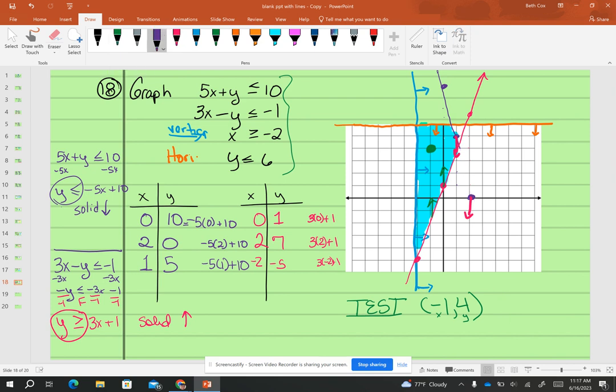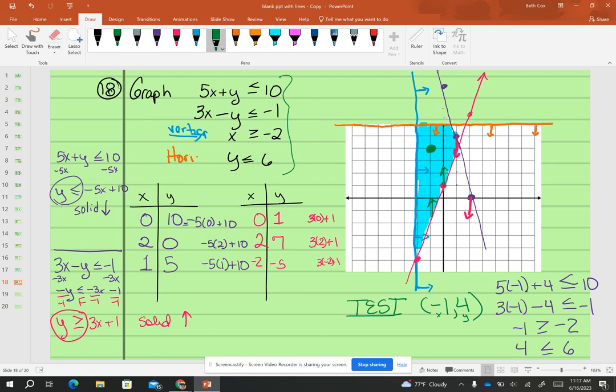Okay? I didn't mean to erase that whole line, just a piece of it. There we go. Okay, so if I'm going to do that, I'm going to plug in 5 times negative 1 plus 4. Is that in fact greater than or equal to 10? 3 times negative 1 minus 4. Is that in fact greater than or equal to negative 1? Negative 1 greater than or equal to negative 2. And 4 less than or equal to 6. I need to test to see if all of these are true. Doing the mental calculation.